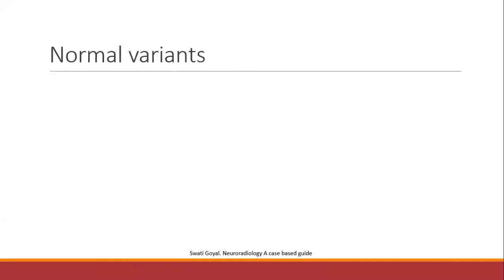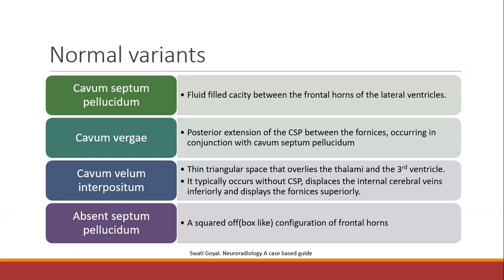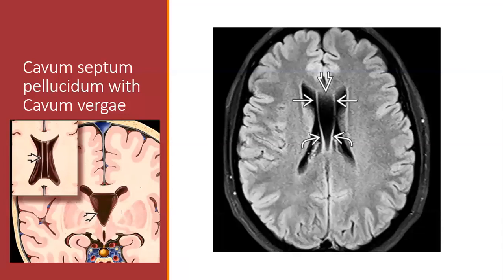Now, this is not what we were planning to cover in this session. Along with NPH, I would like to cover, as they very commonly ask you in your exams, the normal variants of the ventricle. So these are some normal variants, the cavum septum pellucidum. The septum pellucidum is seen in between the lateral ventricles. So cavum septum pellucidum is when between the septum pellucidum, you have a fluid filled cavity. So this is the cavum septum pellucidum. And here in this image, you have additionally the cavum septum pellucidum.